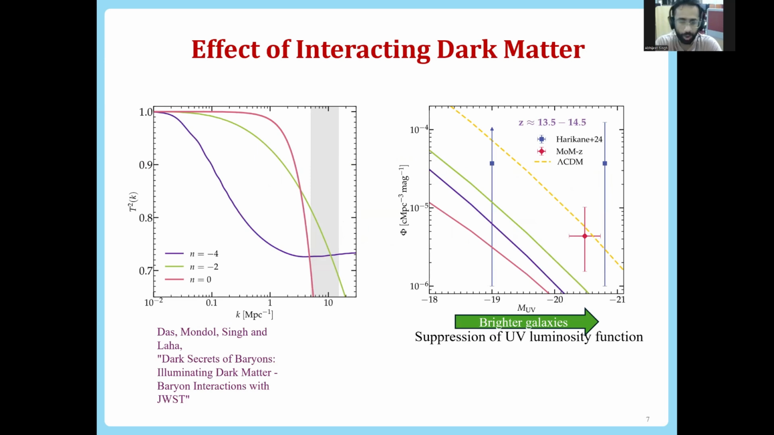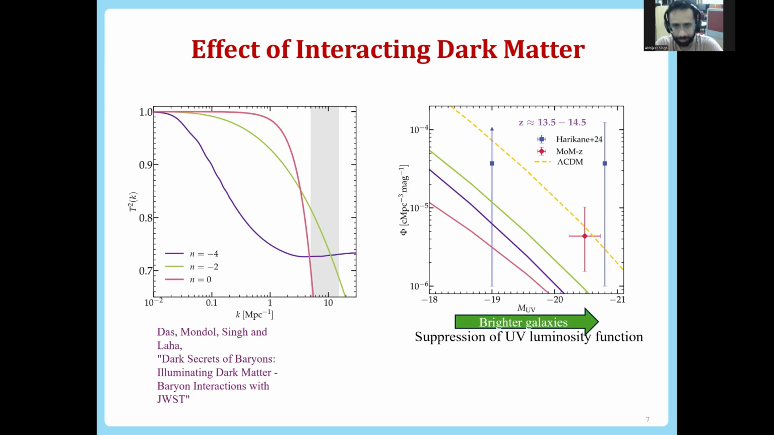In this slide, on the left image, we plot the square of the transfer function as a function of the inverse size. The thing to take away from this plot is that the more downwards these three curves come, which correspond to the three different types of interactions discussed before, the more is the underabundance of galaxies of a certain size.